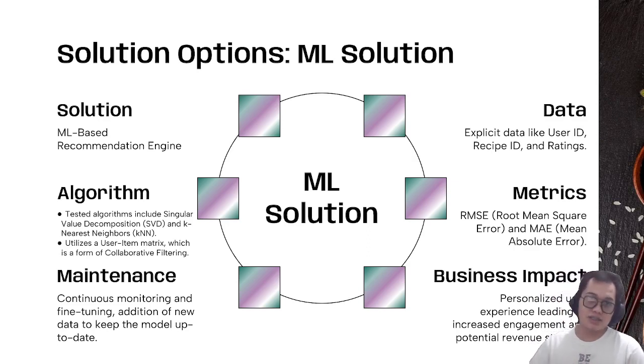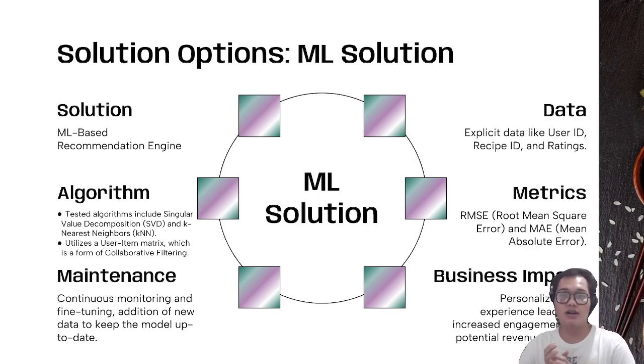All right, this is our main solution: an ML-based recommendation engine using explicit data like user ID, recipe ID, and ratings. The algorithms we tried are, number one, singular value decomposition or SVD, and k-nearest neighbors or KNN. We utilize a user-item matrix, which is a form of collaborative filtering, and to check whether the model is good or not we use RMSE, root mean square error, and MAE, mean absolute error.